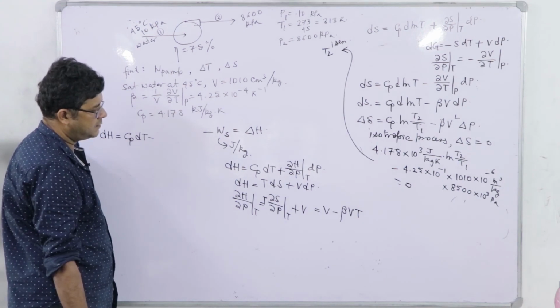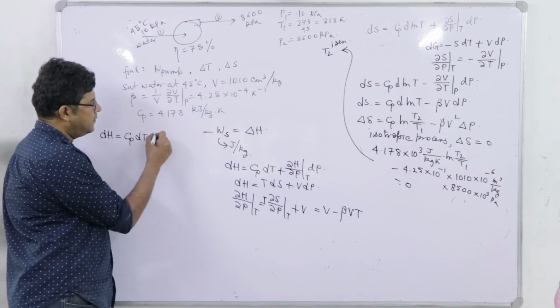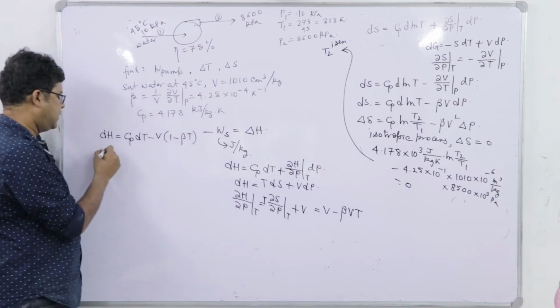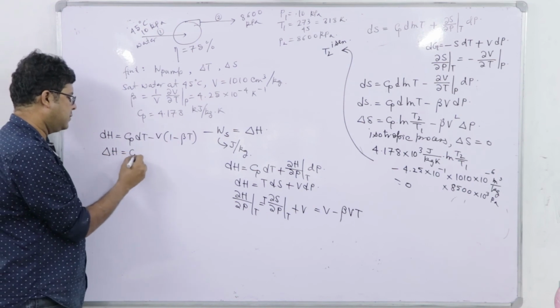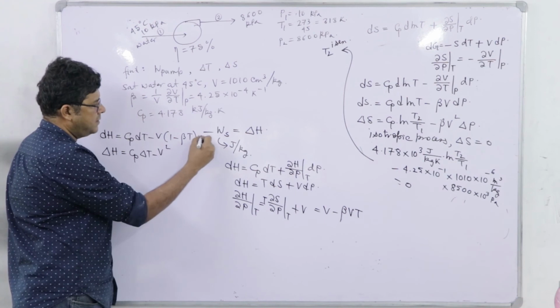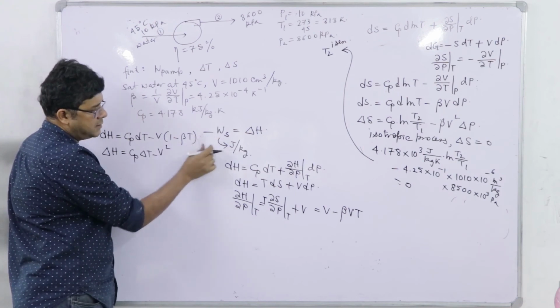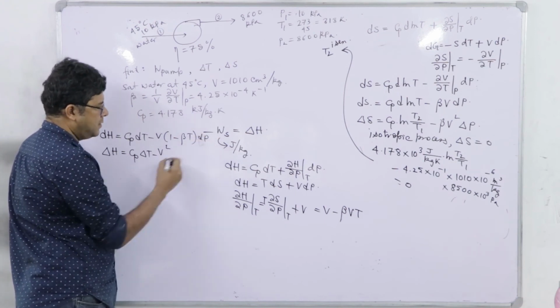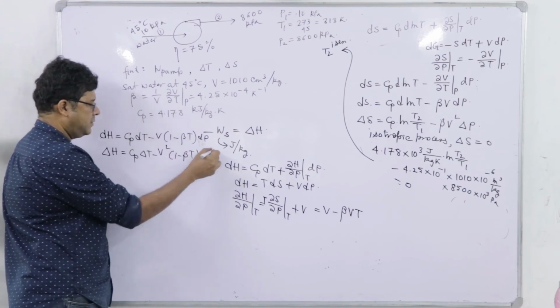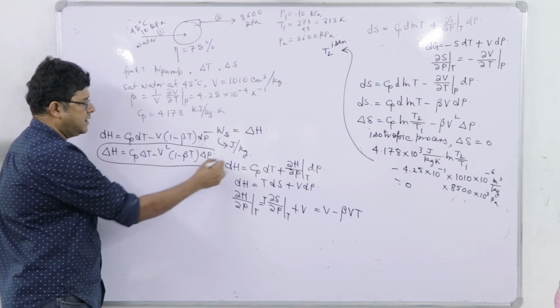So V minus beta VT, so V into 1 minus beta T. Right. So delta H is equal to Cp delta T minus V L, this is dP, this is dP. So V L (1 minus beta T) into delta P. So that's the final expression of delta H.